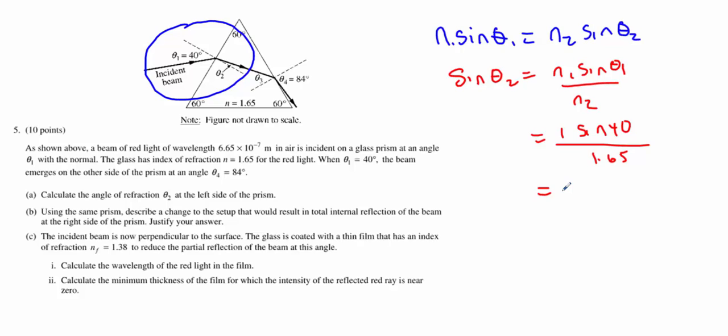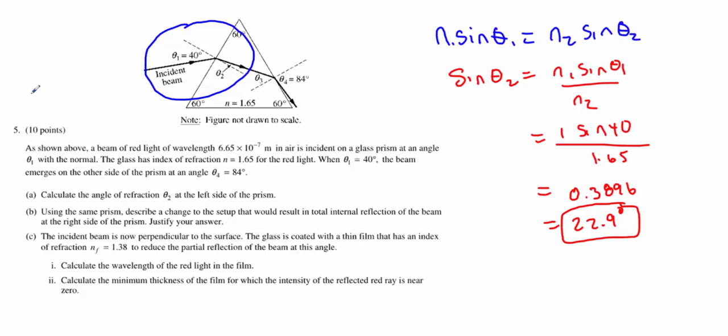Now let's get a decimal value because this is sine theta 2 and not theta 2. We're going to get a decimal of 0.3895 and so on. Now I'm going to inverse sine that number. Store it right in your calculator so you don't get a round error. And you're going to get 22.9. 23 degrees I'm sure is fine. That's it for A.